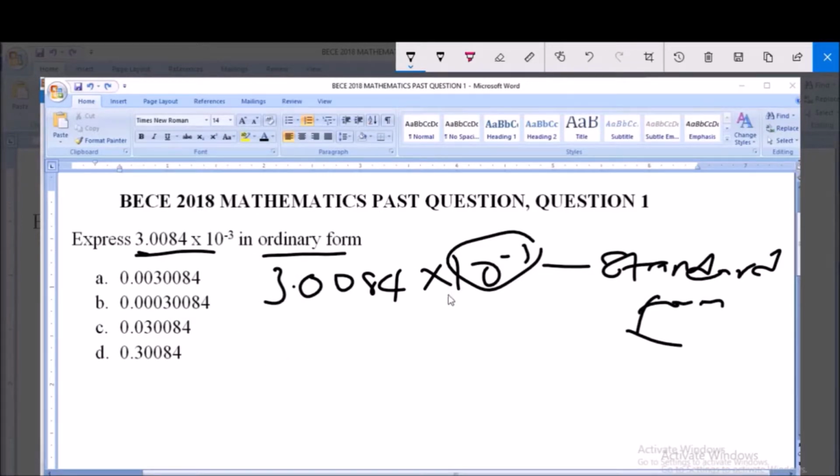When you have a standard form and the number is multiplied by 10 raised to the power of a negative number, that negative means that if you want to express this number in ordinary form, you move the decimal point towards the left. But if your 10 is raised to the power of a positive number, you move the decimal point to the right, and the power of the 10 determines the number of times the decimal point is moved. Now here we have 3.0084 times 10 raised to the power of minus 3, meaning that we are going to move our decimal point 3 places to the left because it is minus 3. So we are moving 3 places to the left.